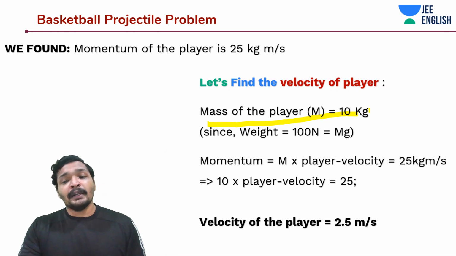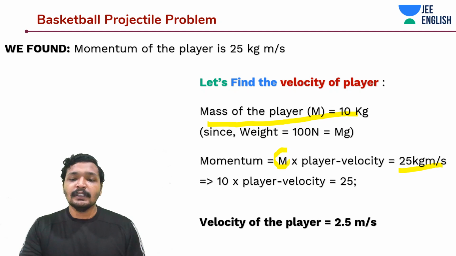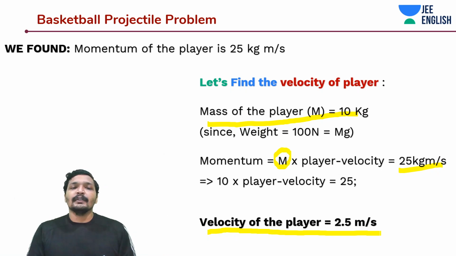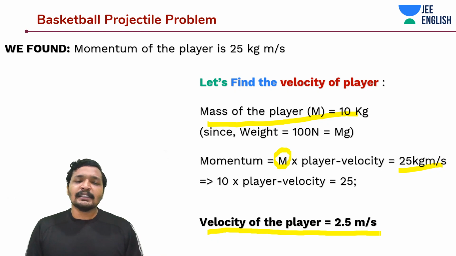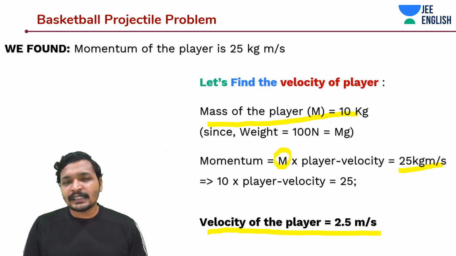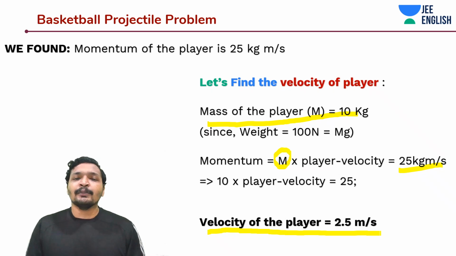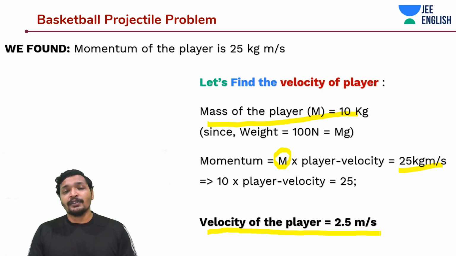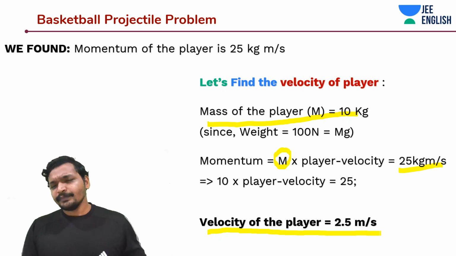Now you know the momentum, that is 25 kg meter per second, and you know the mass of the player, 10 kgs. Simply, the velocity of the player would be 2.5 meters per second. Really simple, guys. Basketball is one of those examples in sports where you need to understand projectile motion really well, even in your subconscious, so that you are able to score the basket.